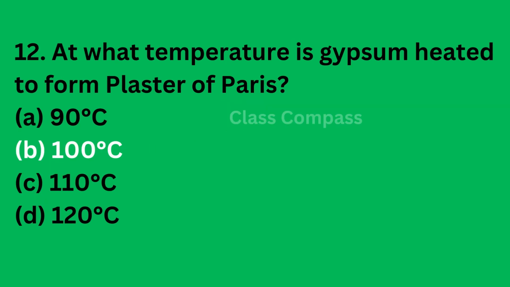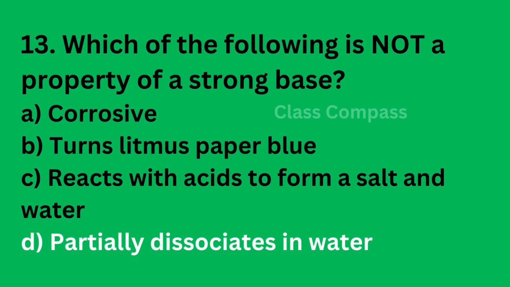12. At what temperature is gypsum heated to form plaster of Paris? A. 90 degrees Celsius. B. 100 degrees Celsius. C. 110 degrees Celsius. D. 120 degrees Celsius. Answer is B. 13. Which of the following is not a property of a strong base? A. Corrosive. B. Turns litmus paper blue. C. Reacts with acids to form a salt and water. D. Partially dissociates in water.